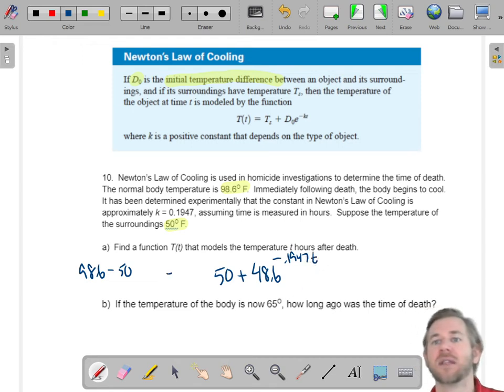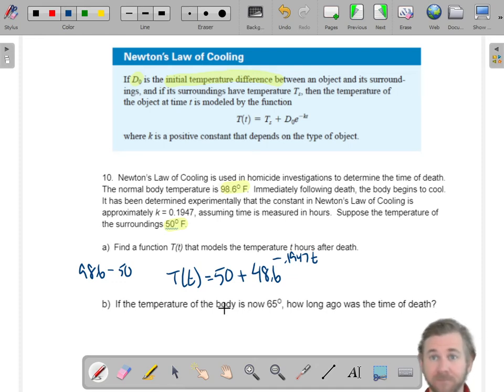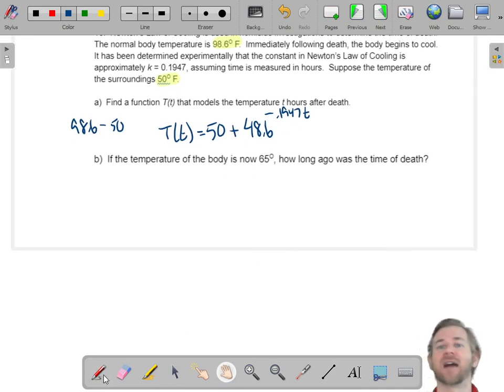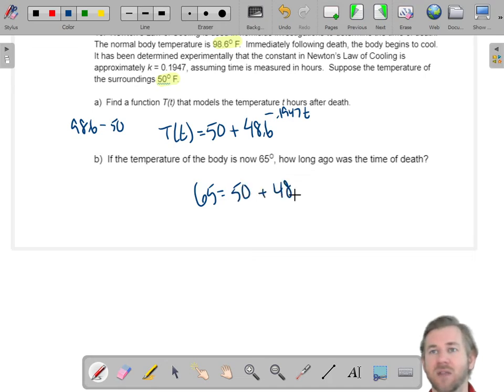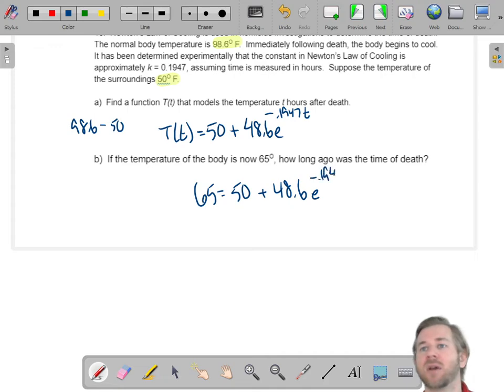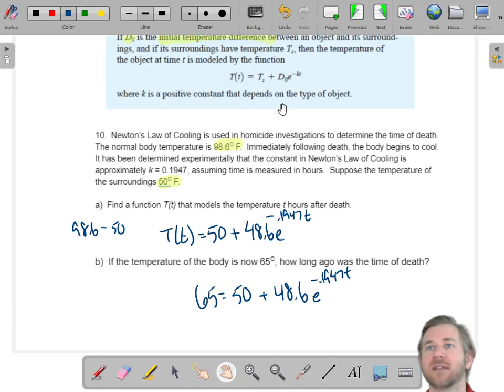So this is the temperature after t hours. Right there's my model. If the temperature is now 65, okay, 65 equals 50 plus 48.6. I keep forgetting to write the e. e to the negative 0.1947t. Look, the equation has e in it. I keep forgetting to write the e though.